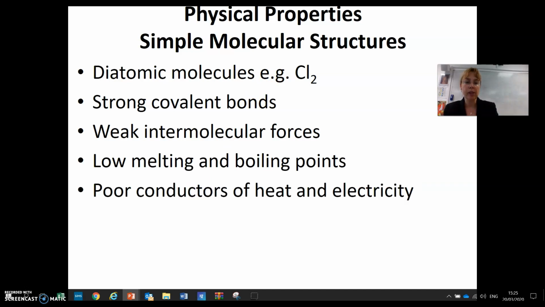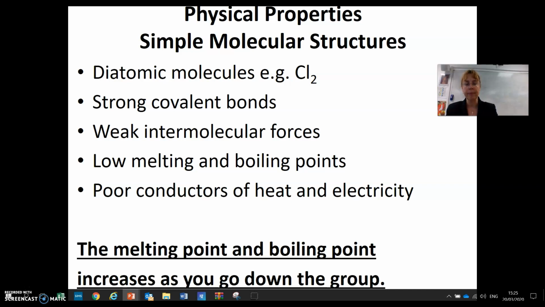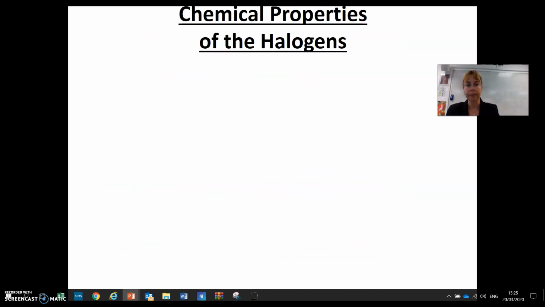They are non-metals, so they don't conduct heat and electricity. And we need to know about the pattern. The melting point and the boiling point increases as you go down the group. That's really important to remember.